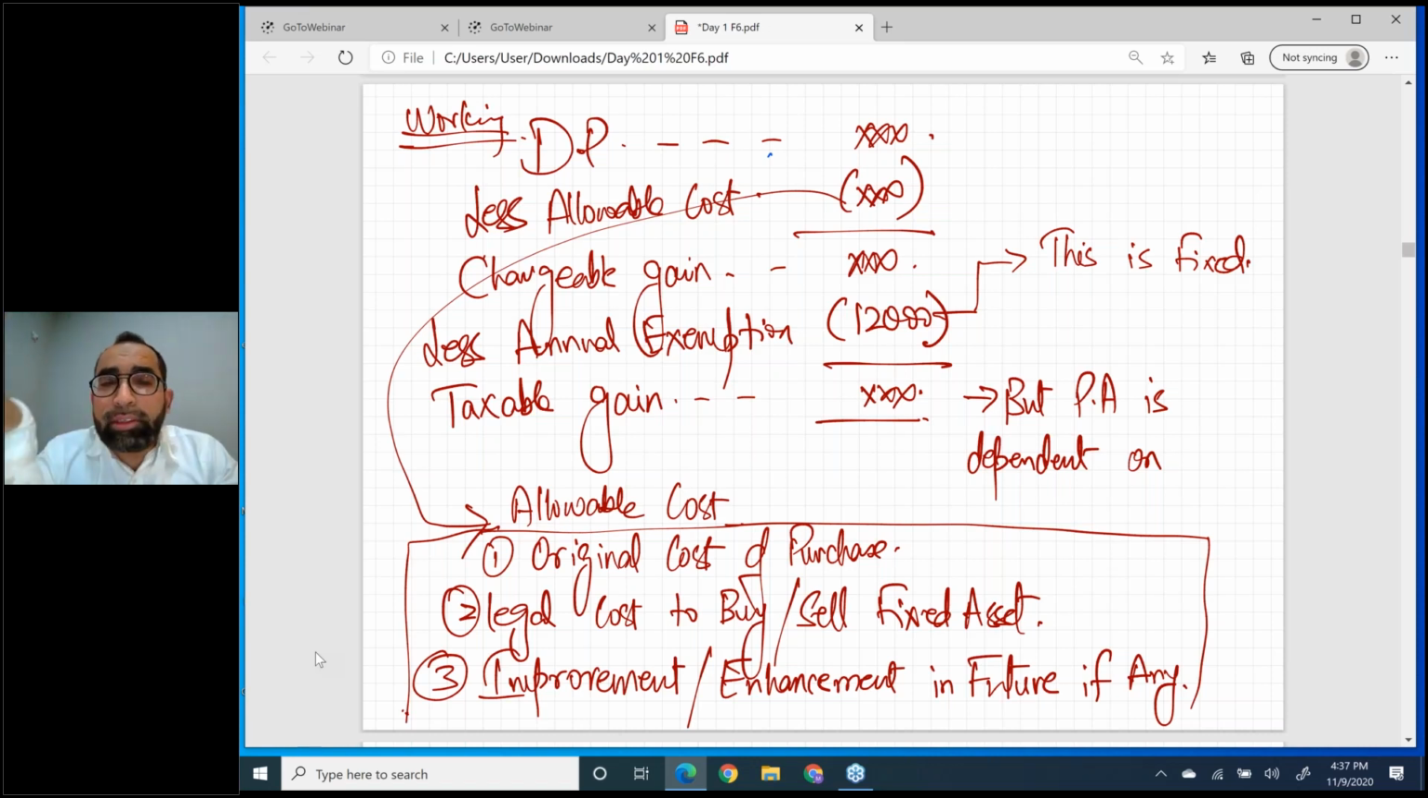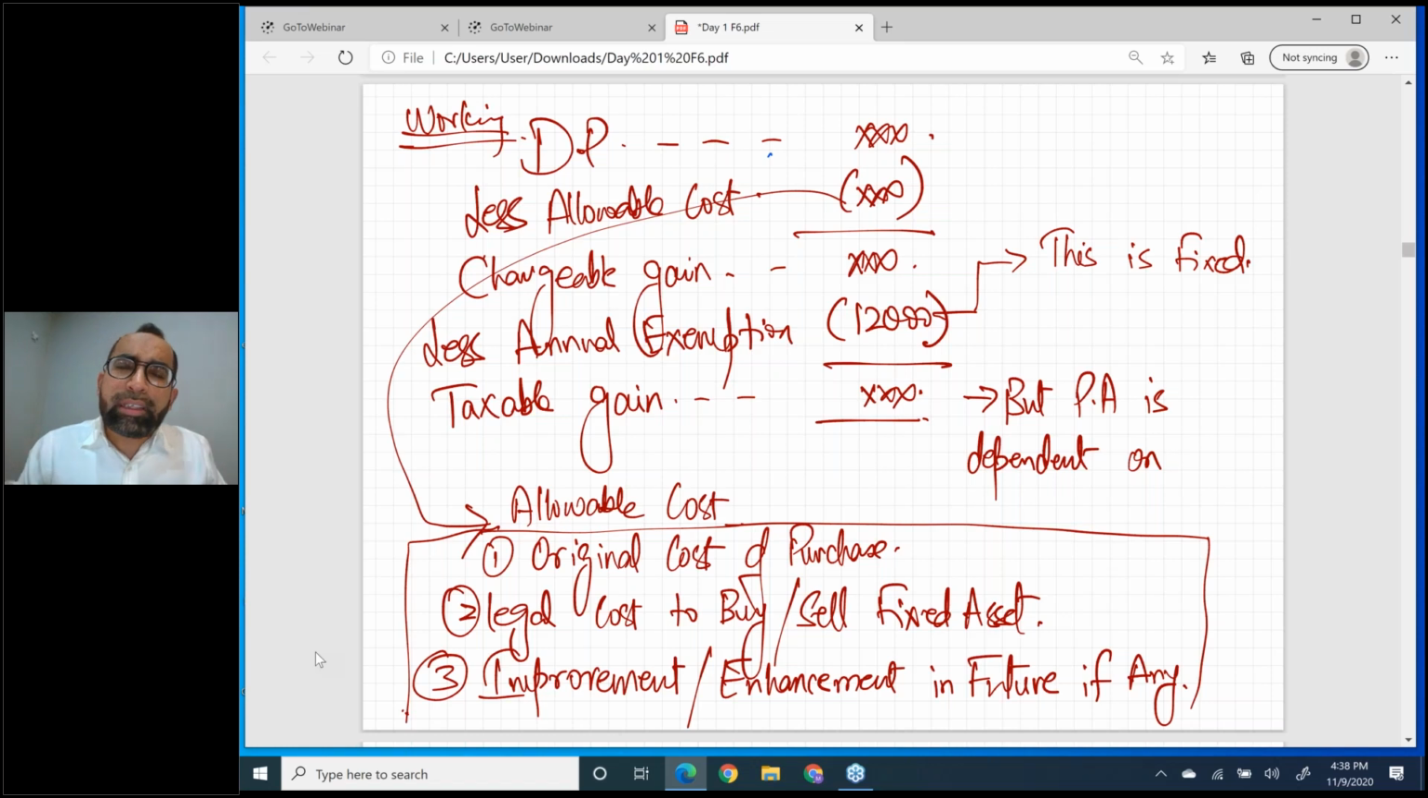Okay, so what's the format? Disposal proceeds, less allowable cost, you get the chargeable gain, and from that chargeable gain you deduct the annual exemption. Sir, what is the amount of annual exemption for your fiscal year? The annual exemption amount is 12,000 fixed.